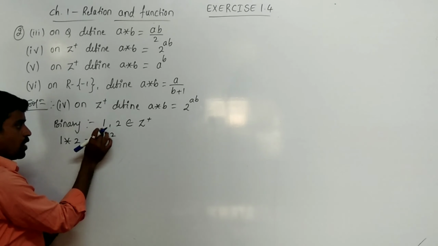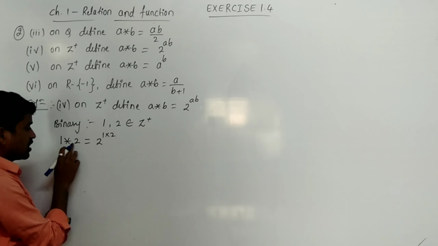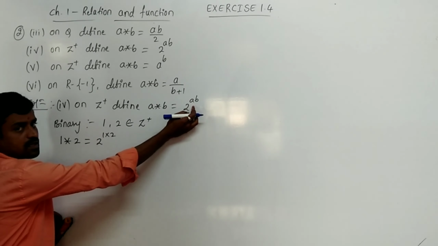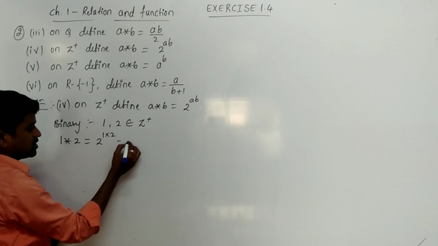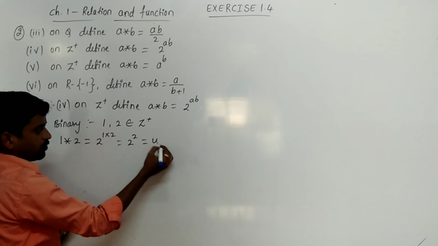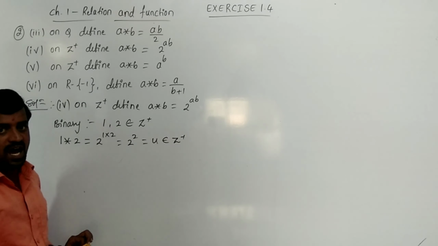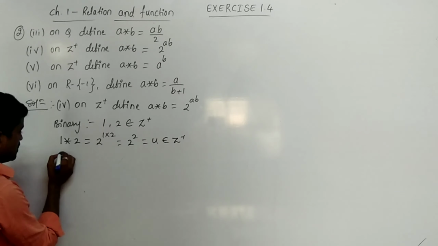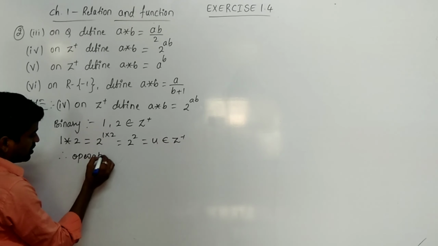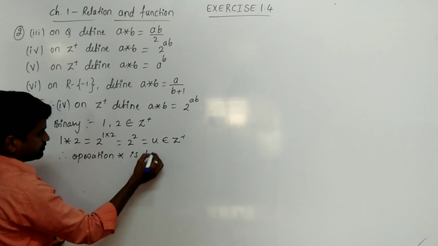Then here 1, 2 belong to positive integers. 1 star 2 is 2 to the power of 1 into 2; put the values inside. Then it is 2 to the power of 2, which is 4. 4 is also a positive integer. Therefore, star is a binary operation. Therefore, operation star is binary.